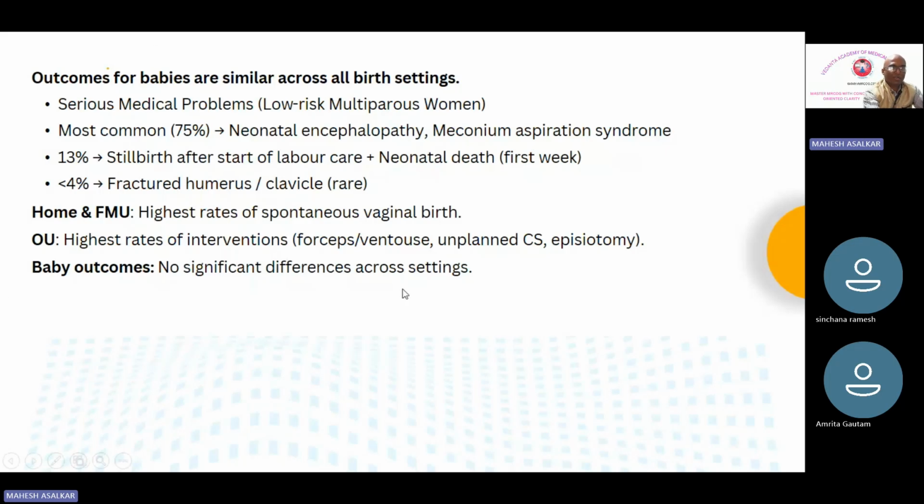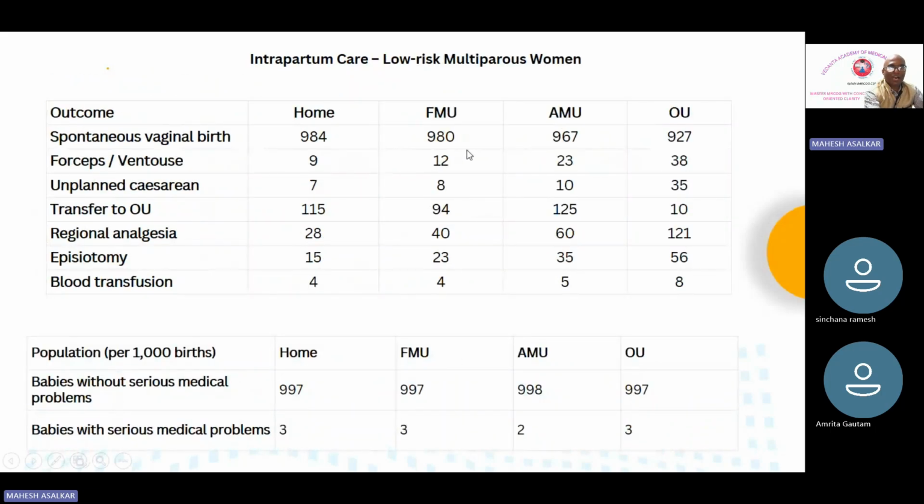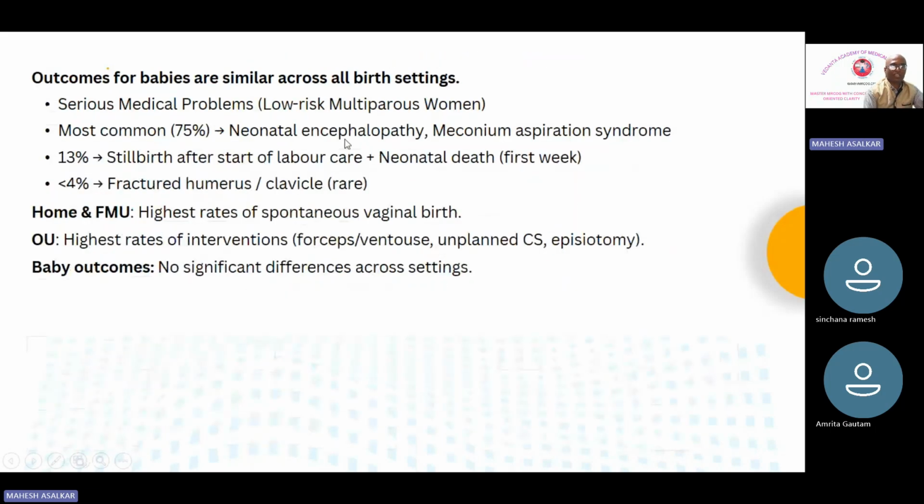Home and FMU have the highest rates of spontaneous vaginal birth. This we have also seen in the chart. Home and FMU, highest rate of spontaneous vaginal birth. The obstetric unit has the highest rates of intervention: forceps, ventouse, unplanned cesarean section, episiotomy. For the baby outcome, there are no significant differences across the settings.